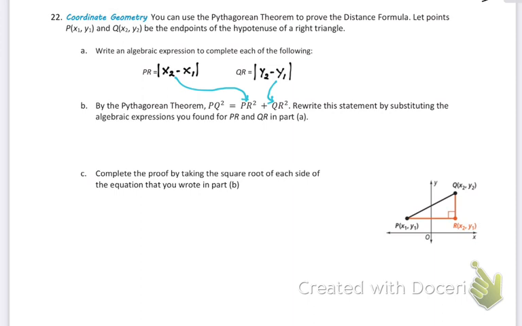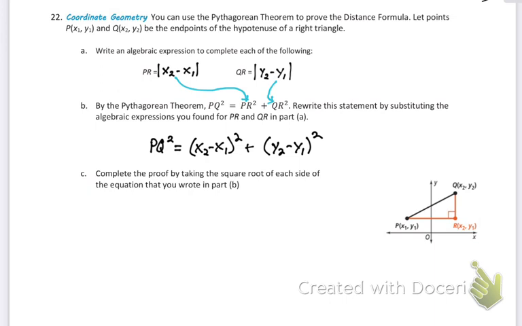That's where they went. So right now we have basically our hypotenuse squared equals that first length, which was x sub 2 minus x sub 1 squared. Once again, I got rid of the absolute value bars; you could put them in there, they're just redundant. And that'll be plus our y, which is our QR squared. So that's y sub 2 minus y sub 1 squared.